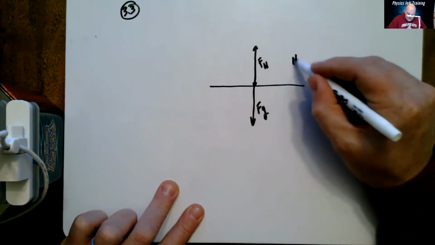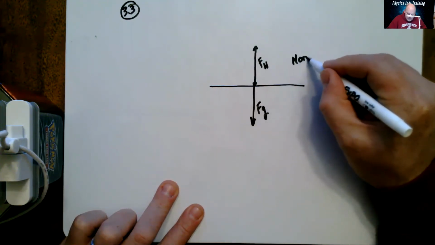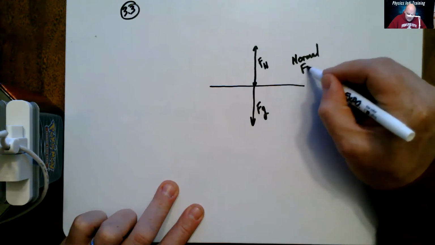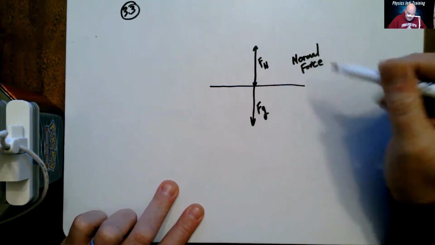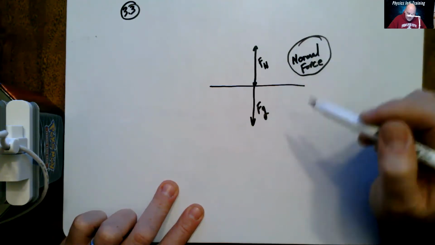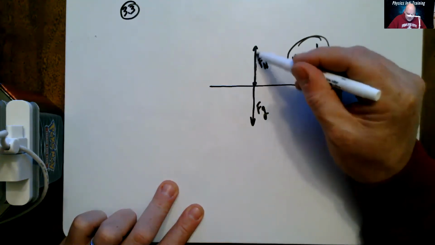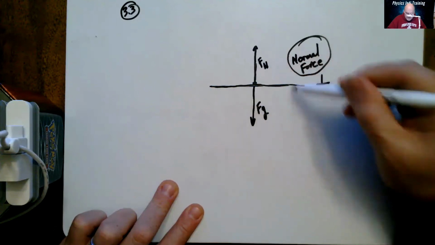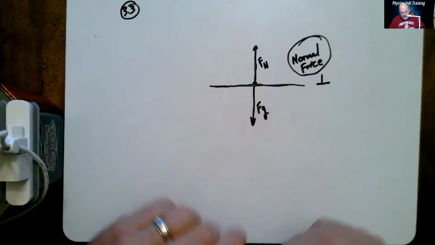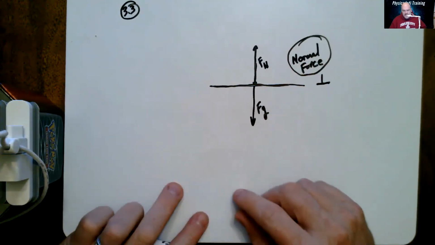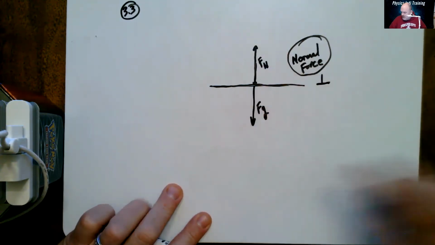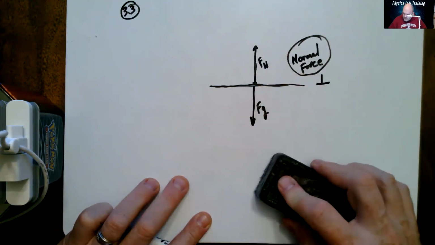N stands for the normal force, not natural force. Some people start calling it natural force or something. It's called the normal force. Normal means perpendicular. So this normal force is always going to be perpendicular with the surface that we're on. And those would be balanced because this thing's not accelerating in either direction. So they would totally be balanced out.